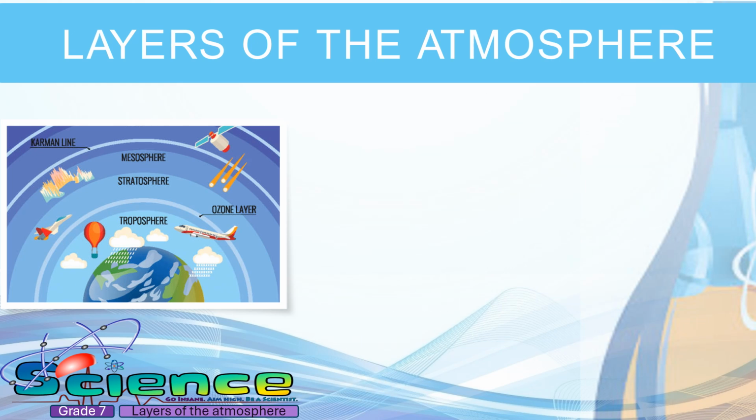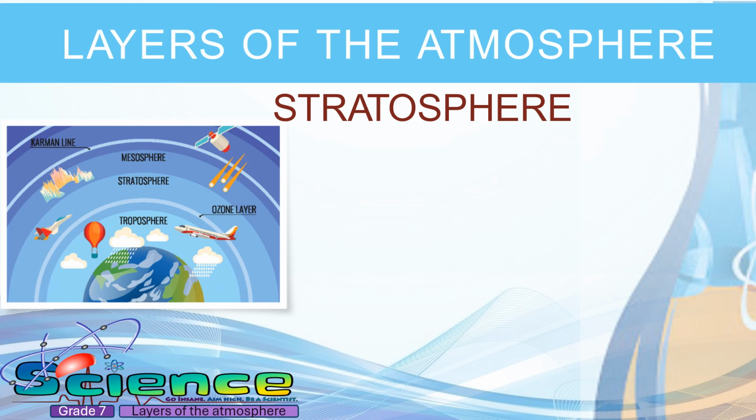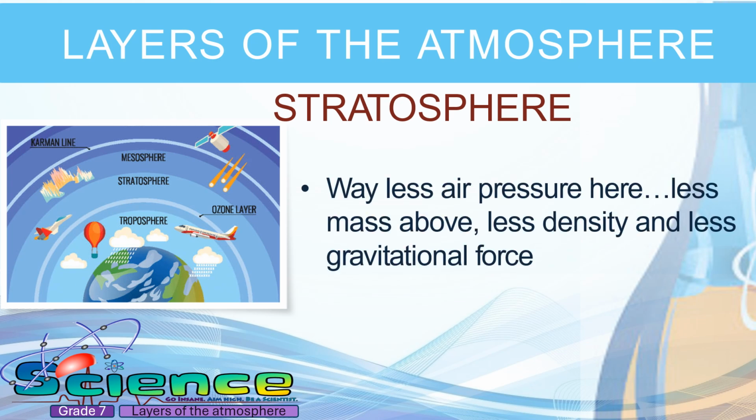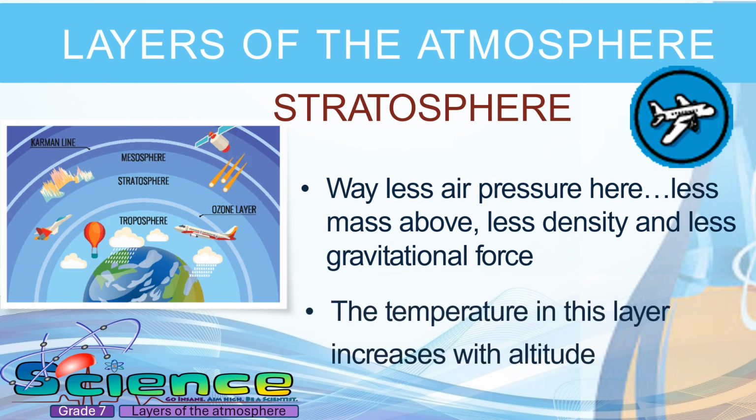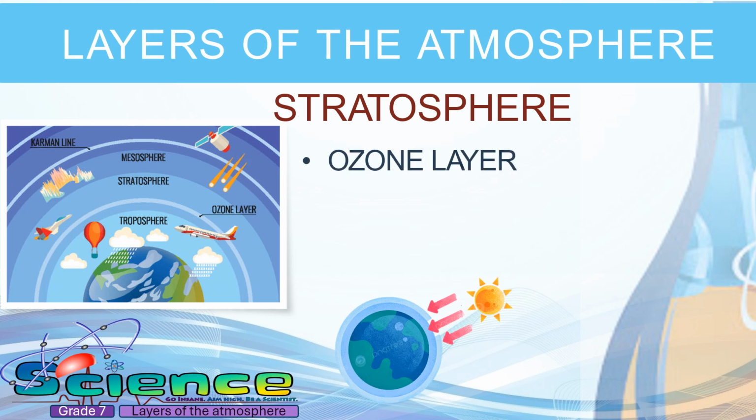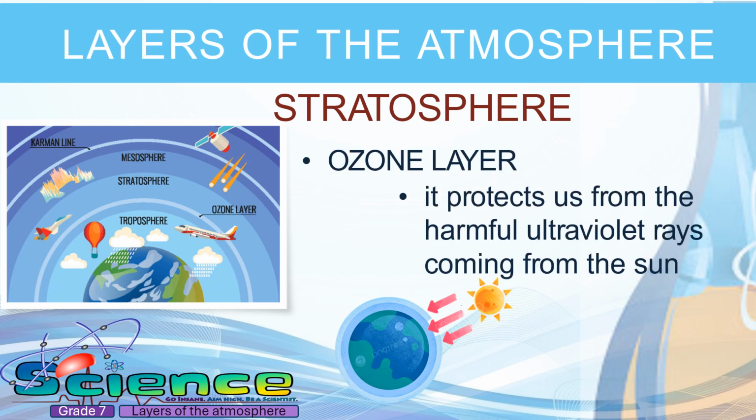The next layer is the stratosphere. The flow of air in this layer is more stable than the flow of air in the troposphere. Hence, you can fly an aircraft smoothly in this layer. The temperature in this layer increases with altitude. The ozone layer is found in the stratosphere. The ozone layer is very important since it protects us from the harmful ultraviolet rays coming from the sun.